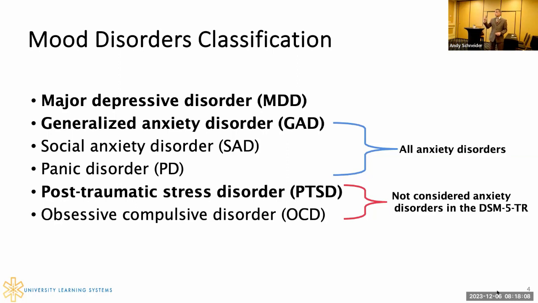So overall, for the mood disorders classifications, I'm going to mostly focus on major depressive disorder, generalized anxiety, and PTSD. I always like to have this slide because generalized anxiety, social anxiety, and panic disorders tend to be your traditional anxiety disorders. PTSD and OCD are not really considered anxiety disorders anymore. They're considered anxiety-related disorders, and this actually plays a role with the type of agents that we use.